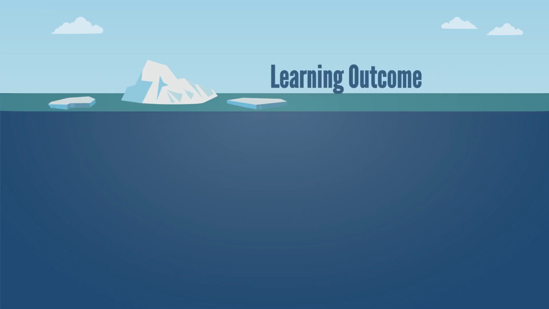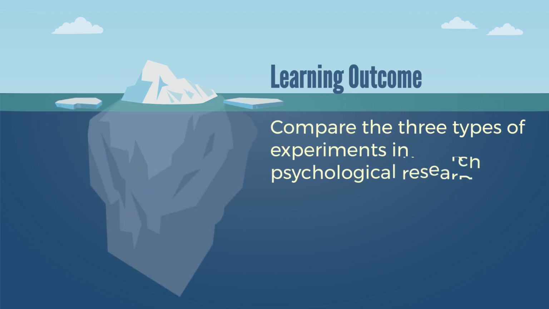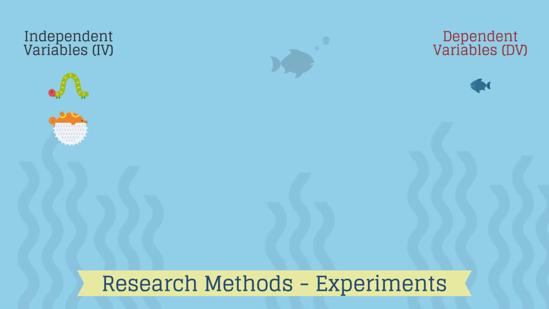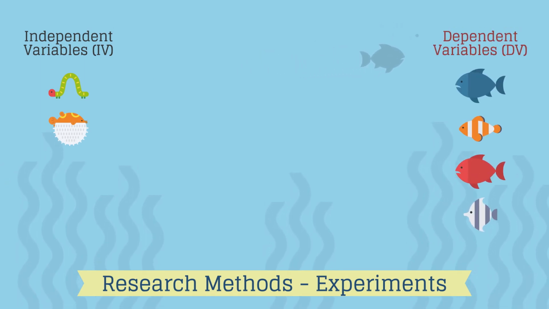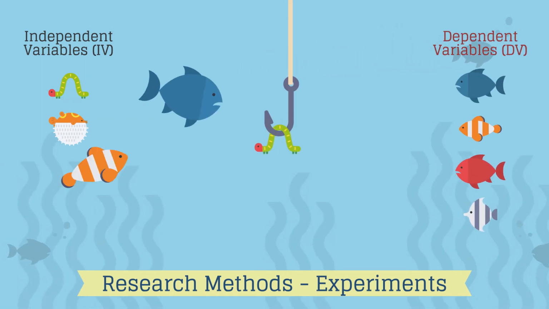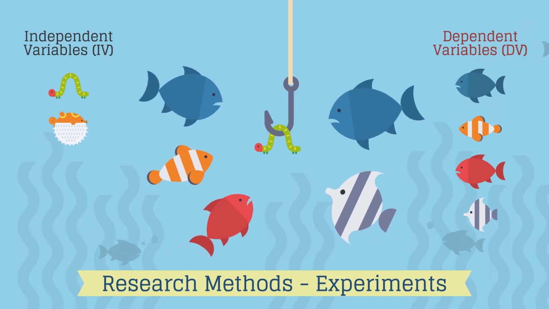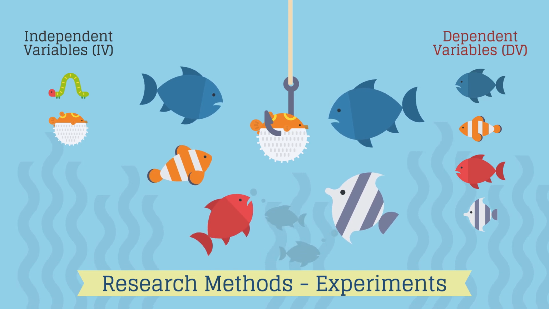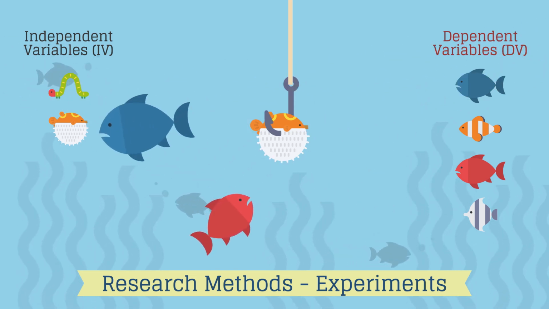The learning outcome of this video is for you to be able to compare the three types of experiments in psychological research. An experiment involves the manipulation of an independent variable, or IV, and measuring the outcome of the dependent variable, or DV. This method is commonly used in quantitative research. The quantitative data collected are then analyzed using statistical analysis.